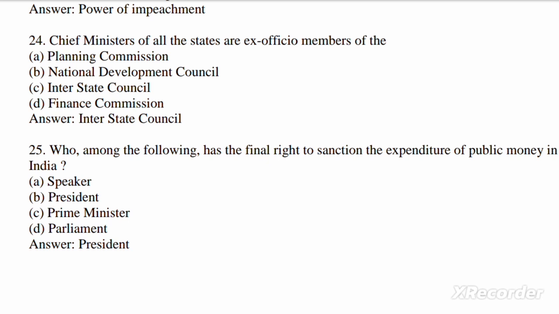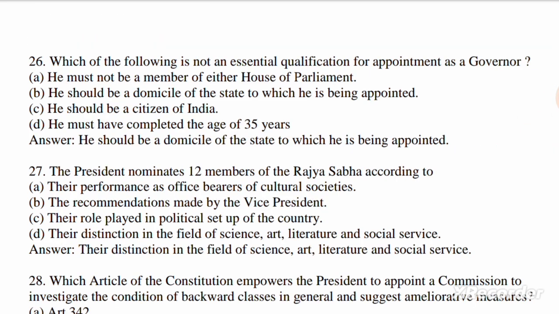25. Who among the following has the final right to sanction the expenditure of public money in India? Answer: President. 26. Which of the following is not an essential qualification for appointment as a governor? Answer: he should be a domicile of the state to which he is being appointed.